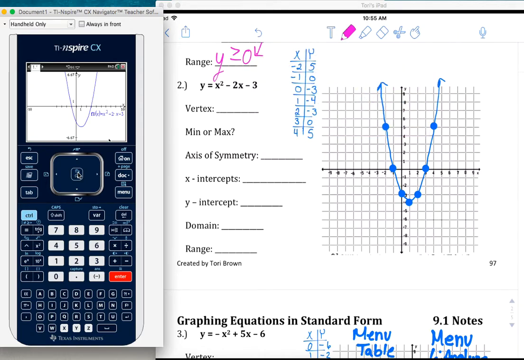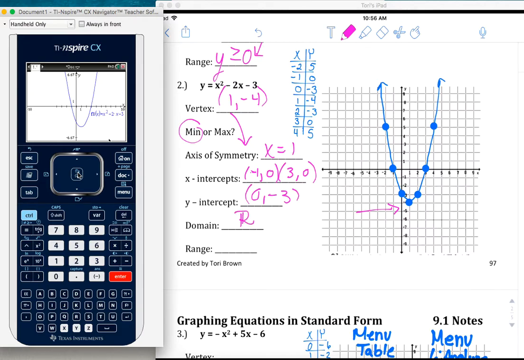All right, so we're ready to fill in some of these. Our vertex is down here at the bottom. Our vertex is at 1, -4. That point is a minimum. Axis of symmetry is where we steal our x value. X equals 1. Our x-intercepts are right here on my x-axis. So I'm going to have -1, 0, and 3, 0. My y-intercept is this one down here on my y-axis. So 0, -3.